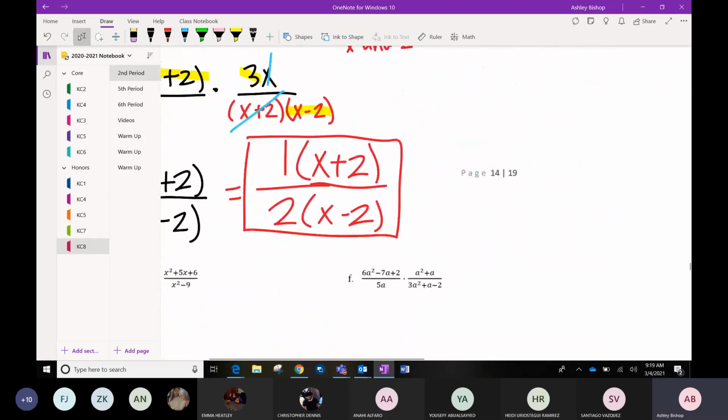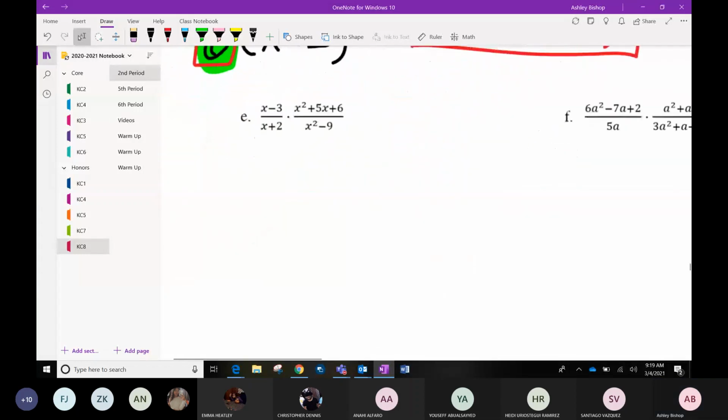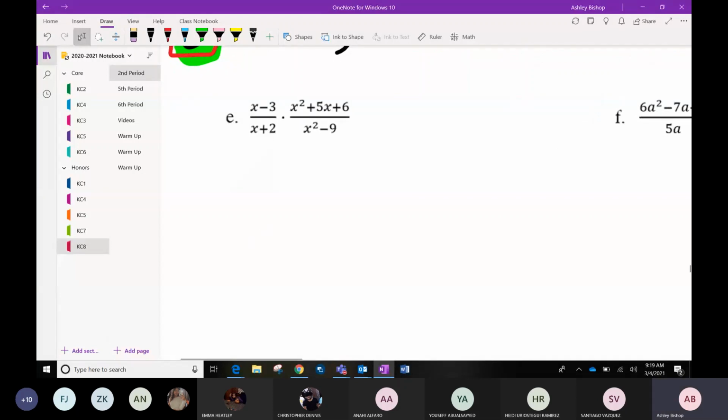Alrighty, that was page 14. Let's do page 15. So I'm on the top of page 15, if you will follow me there. Alrighty, I have x minus 3 over x plus 2 times, lots of good stuff on the other end. Now I need to factor everything. So again, my first step is to factor everything. There's nothing to clean up. I don't have any exponents I need to expand or anything. I need to factor everything that can.